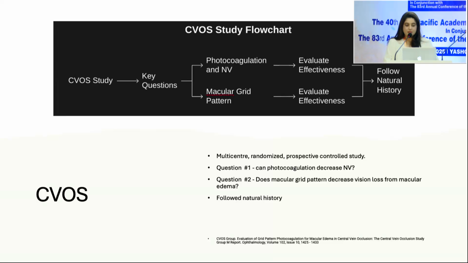Coming to the first study, the CRVO study, it was a multi-center randomized prospective controlled study. They asked two questions: one, can photocoagulation decrease neovascularization, and the second, does a macular grid pattern decrease vision loss from macular edema. Also, they did not do any intervention. They just followed the natural history of the patients.